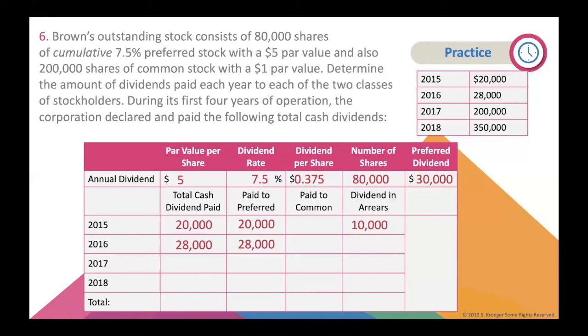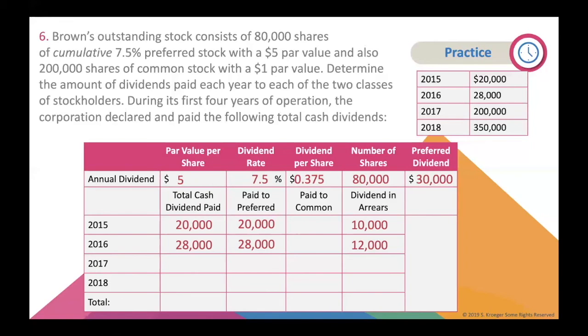Yes. We are actually even further behind. We owed them $10,000 from 2015. How much do we owe them from 2016? It's another $2,000. The total is $12,000. I have some students who get confused here and want to just put in the $2,000. However, it's the total amount that we are behind as of that year. We are $12,000 total behind. $10,000 from one year, $2,000 from the next year.